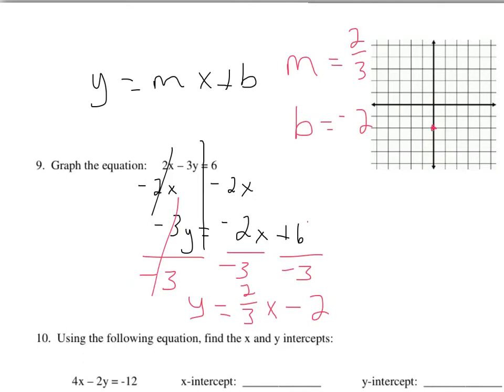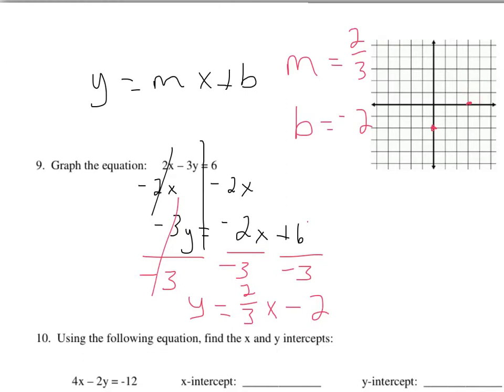The m tells us how we move. It's always the change in y on top. So the y value is going to go up 2. That means from this point I need to go up 2 and then over 3 on the x. So there would be our next point. And then we would do that again. And that's going to go off the screen if I keep going up and over. So up 2 and over 3.